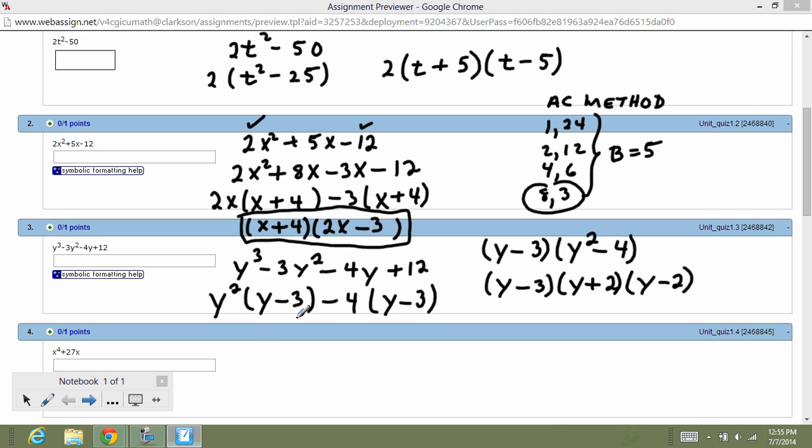So that's question number 3. And then we'll finish up this video with question number 4, which gives us an x to the 4th plus 27x. And a few people, more than we'd like, divided out the x out of each term, left with x cubed plus 27, called that their final answer, which is factored, but it's not factored completely because x cubed plus 27 actually factors further.